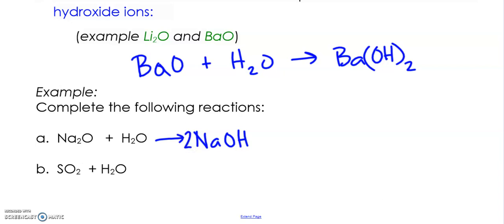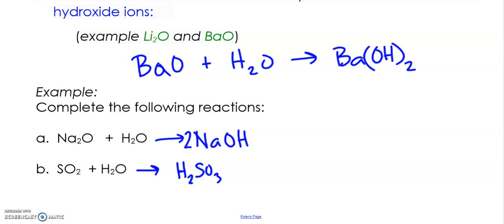In the second one here, we've got SO2 and water. And SO2 would be a nonmetal oxide. So what we're going to make here is our acid. So we're going to get hydrogen, and then all the other pieces will combine. So hydrogen's a +1 charge, and everything else is going to be S with 3 O's. And S with 3 O's is sulfite, right? SO3 with a -2 charge, which means you would need two hydrogens to balance that.